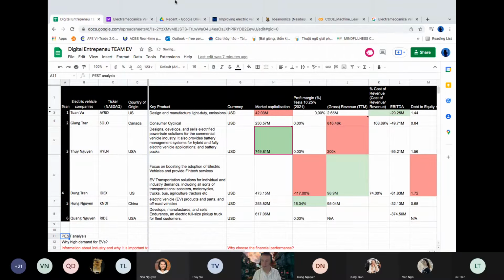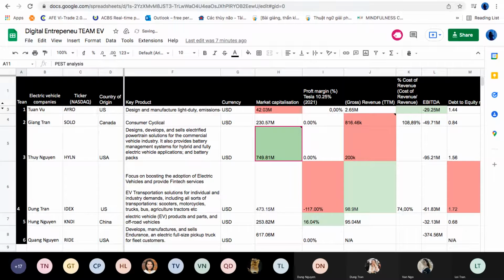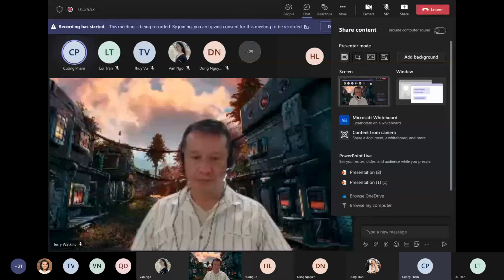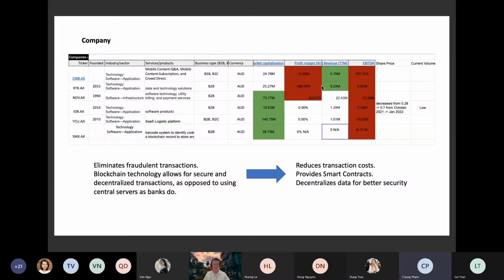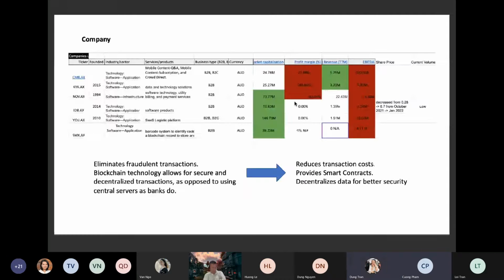I believe that Team DLT have finished their dinner and they're going to join us. So Team DLT, over to you. We are DLT team. So Hương, can you share your... Hi guys, so we are from DLT team.